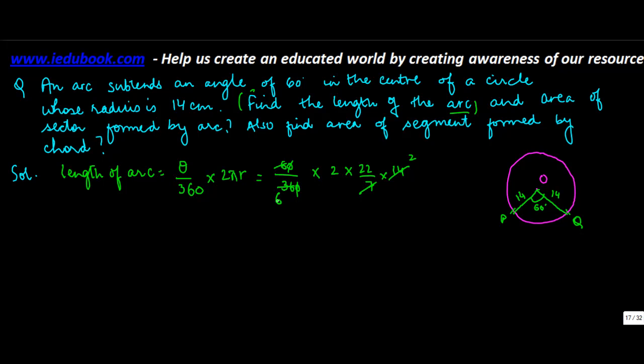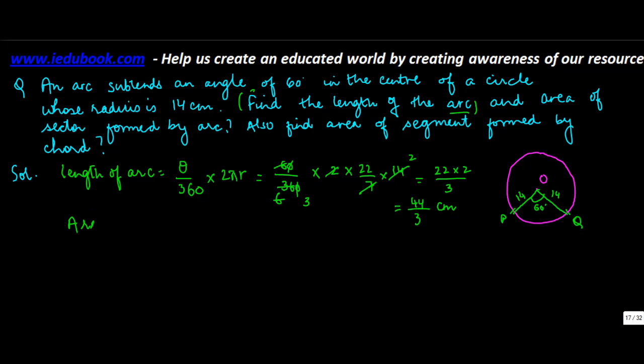Six goes into 36 six times, so 1 by 6. There's nothing further you can do. So what are you left with? 22 into 2 upon 3, or 44 upon 3 centimeter.